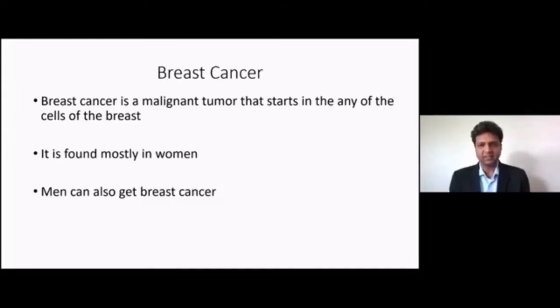We talk about breast cancer. Breast cancer is basically any tumor or malignant tumor that arises in any part of the breast. So in any of the cells of the breast, if there is a cancer that comes out of it, we call that breast cancer. It is found predominantly in women, but please let us not forget that men can also get breast cancer because men also have breast tissue.